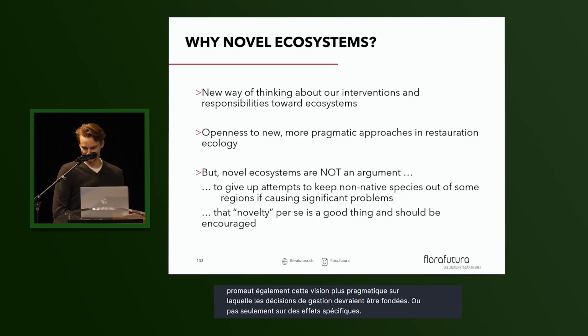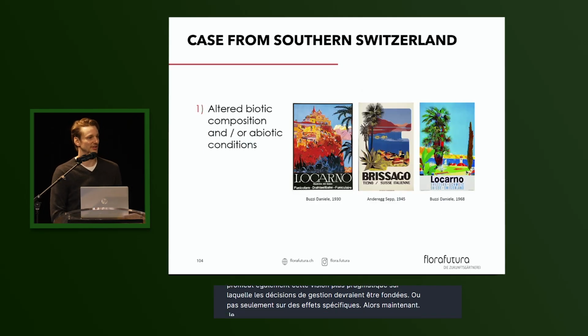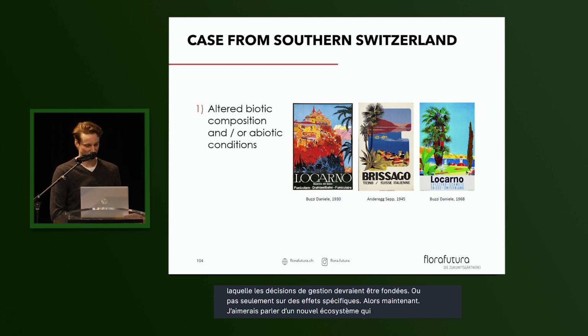So now I would like to talk about novel ecosystems that I've been working on for over 8 years. These are the peri-urban forests in southern Switzerland, on the southern side of the Alps.